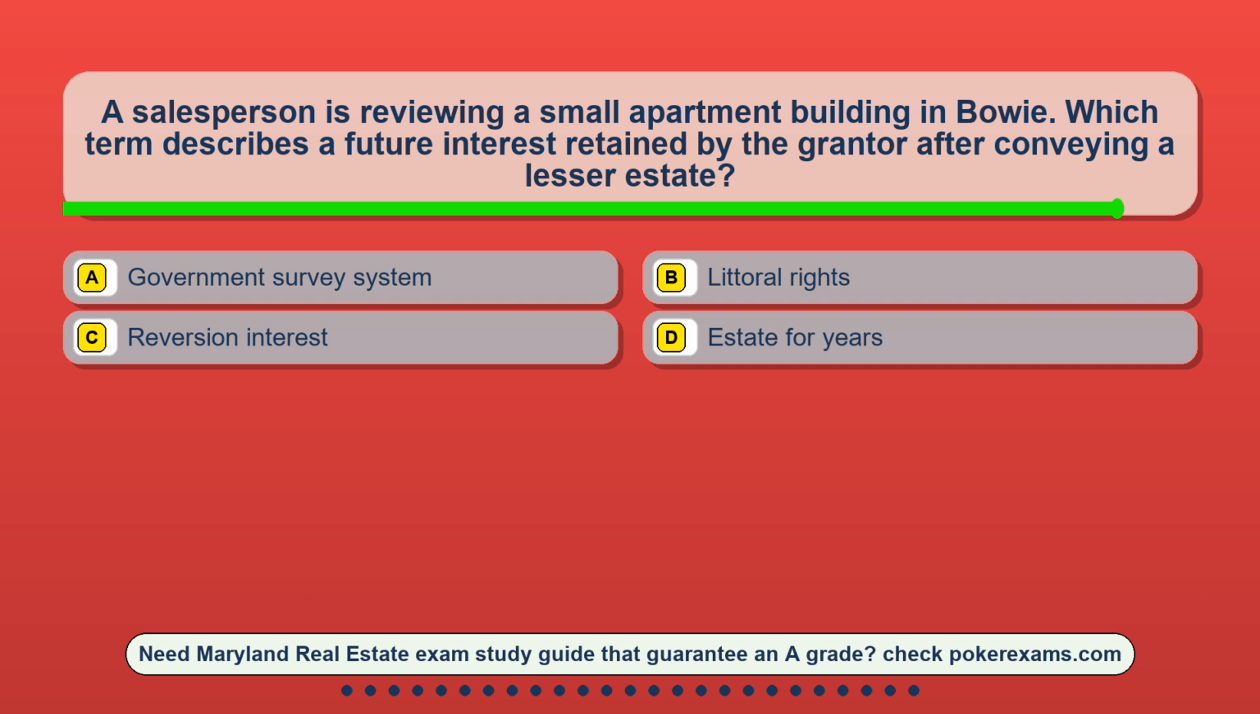Question 18. A salesperson is reviewing a small apartment building in Bowie. Which term describes a future interest retained by the grantor after conveying a lesser estate? Option A, government survey system. Option B, literal rights. Option C, reversion interest. Option D, estate for years.